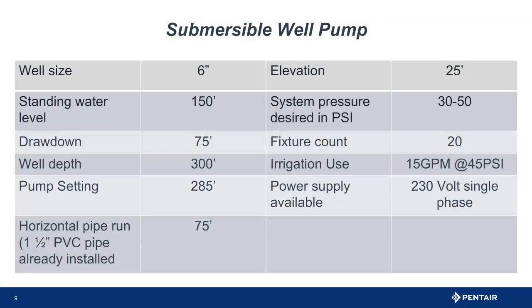So that was a lot in a short amount of time. So let us walk through the calculations. We have a site with a 6-inch well. Standing water is 150 feet. Drawdown after testing is 75 feet. The well depth is 300 feet.